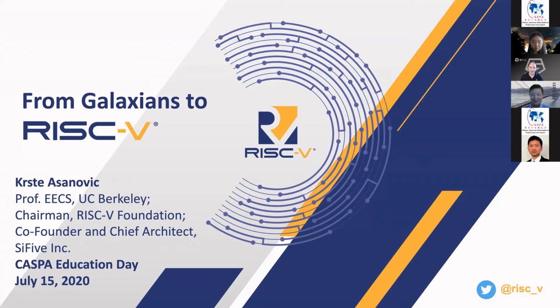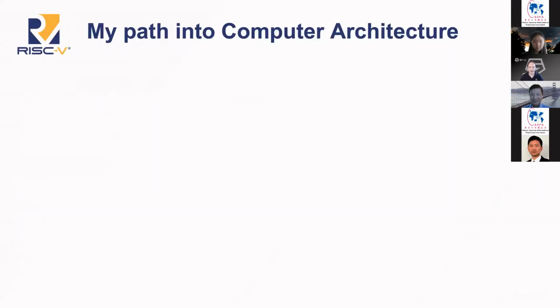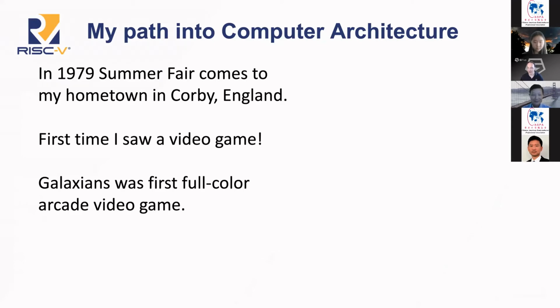So when I was a kid, one day in 1979, a long time ago, I grew up in England, and we'd have fairs that would come around. They'd travel from town to town. So in the summer of 1979, this fair came to my town. And that was the first time I ever saw a video game. It was a full color. It was actually the first full color arcade video game. And I was just blown away. I'd never seen anything like this before.